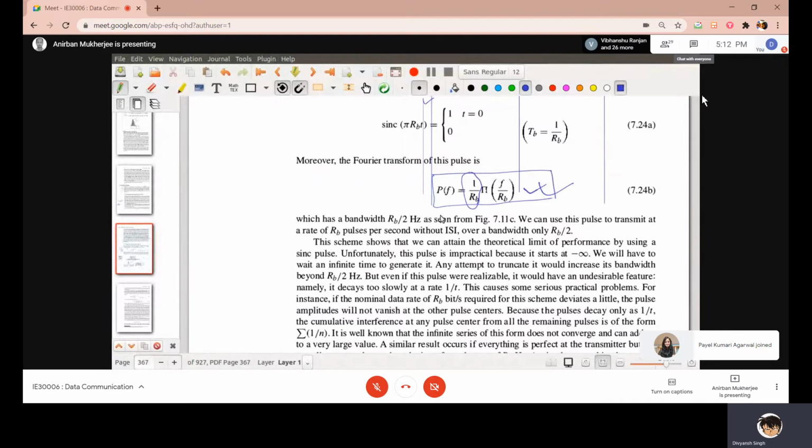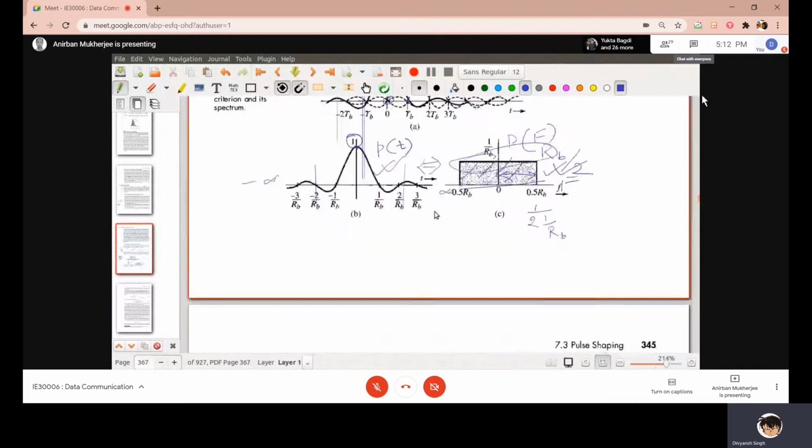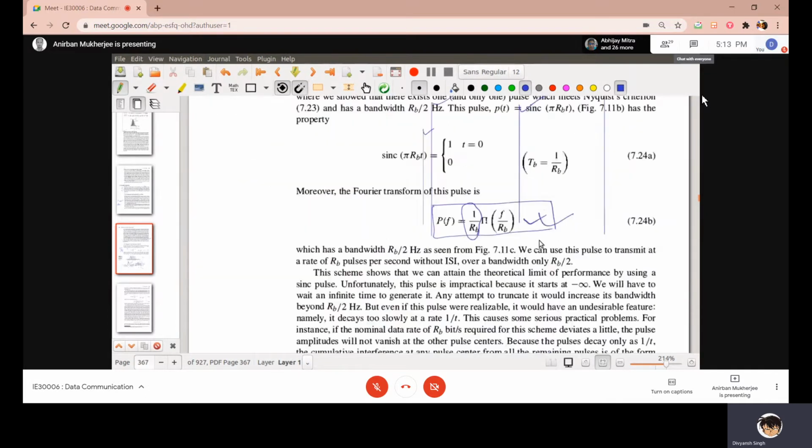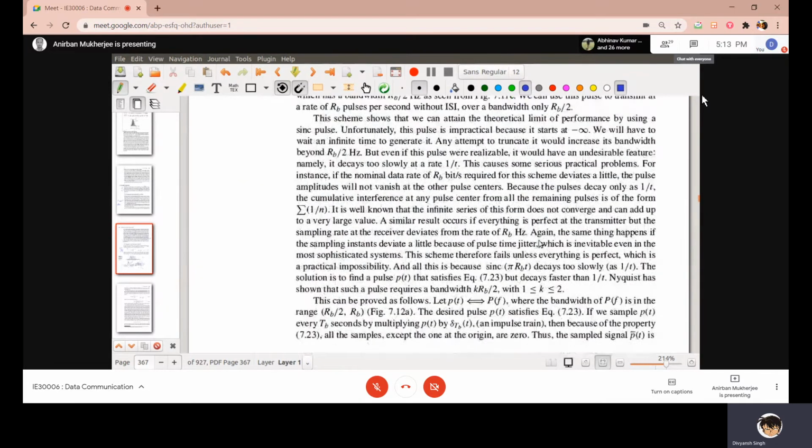Another thing is that even if the pulses are realizable, the decay rate of these pulses, so this one, then this one, then this one. If you take the mod of sinc pi t, then this decay is at the rate of 1 by t, which is very slow. I want a higher decay, 1 by t cube, 1 by t to the power 4.